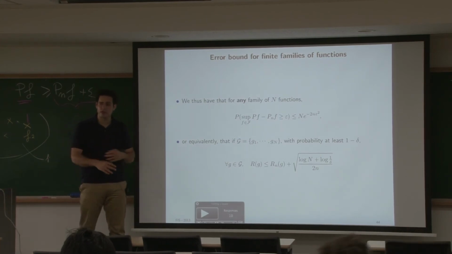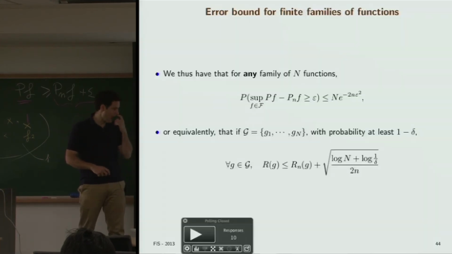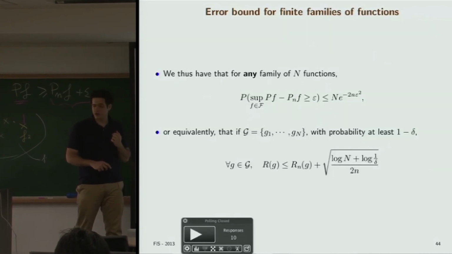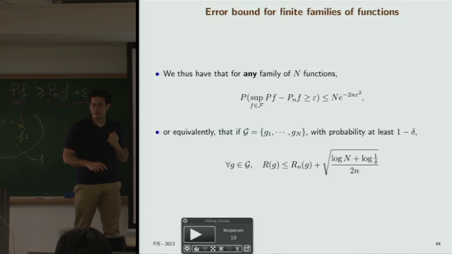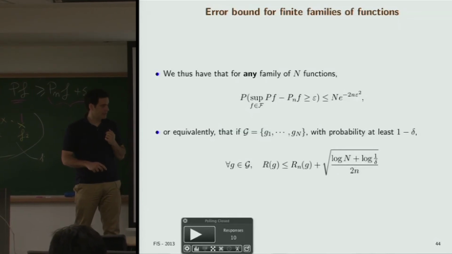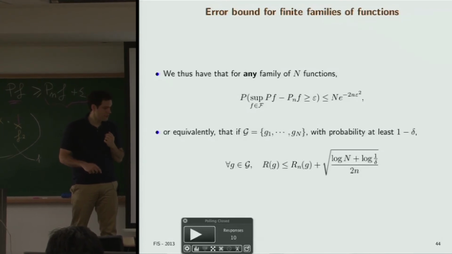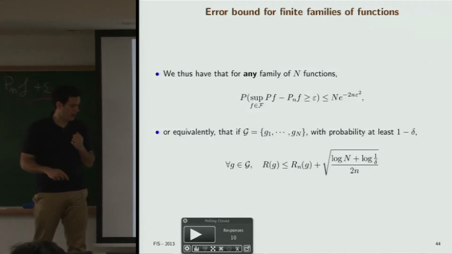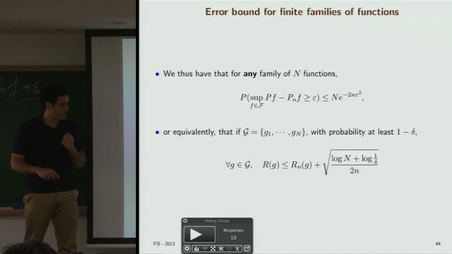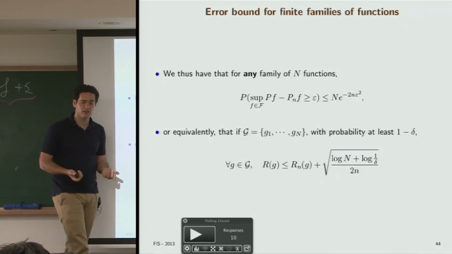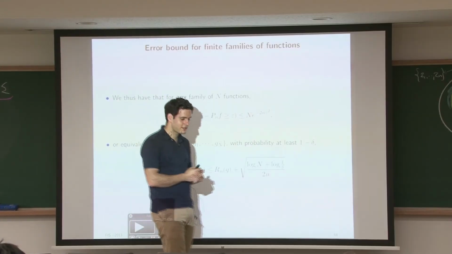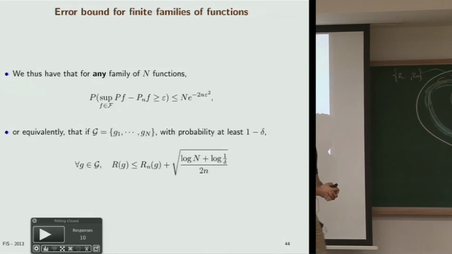Equivalently, if you want to invert it the way we did it with delta, you can say that if I have g1 to gn functions to choose from, then with probability at least 1 minus delta, for any function in that set, the real risk of that function will be smaller than Rn of g, the empirical risk, plus this term here. So now here we are in a safer zone, if you want.